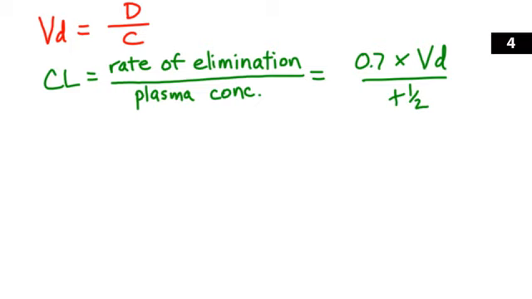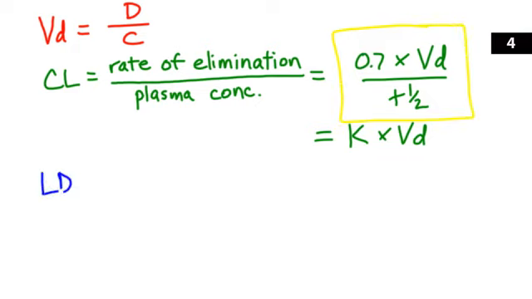Another way you can remember that is that clearance is K times the volume of distribution. So K is the elimination constant. And these 2 equations together tell us that K is 0.7 divided by the half-life. So clearance is equal to the elimination constant times the volume of distribution, where the elimination constant is 0.7 divided by the half-life. The third equation is a loading dose.